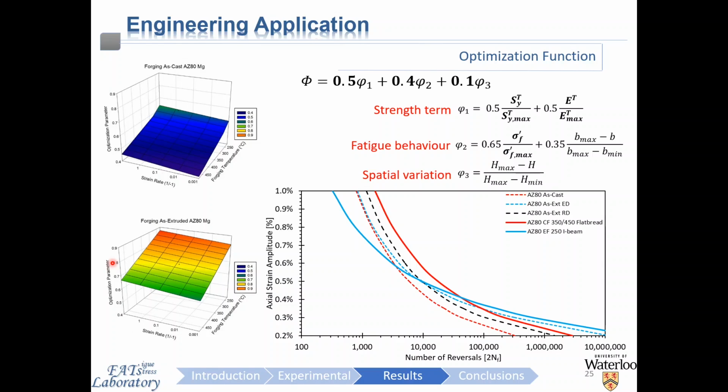So selecting an optimum condition here would be the extruded and forged material processed at 250 degrees Celsius and a strain rate as fast as pragmatically possible of 10 per second. Important to note here is the fact that the weight factors that have been selected here, so these coefficients, were specifically tuned for this engineering application that we've considered here, but effectively can be retuned to meet the requirements of other structural components.